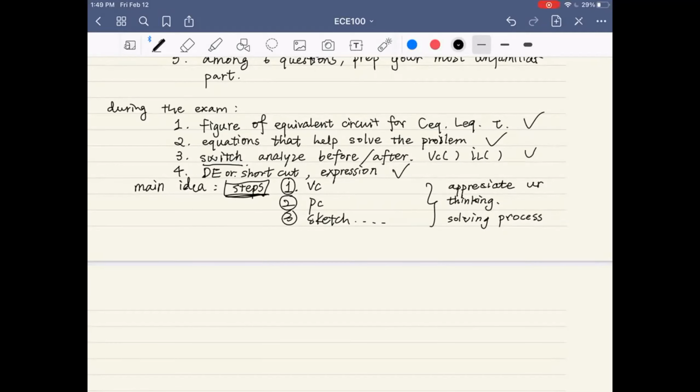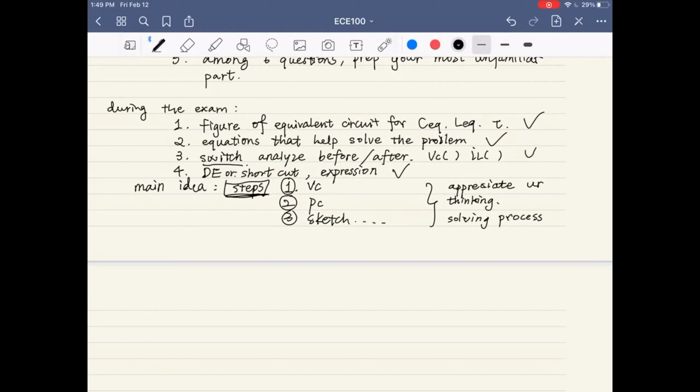But in the answer sheet, you don't need to write down the sentences I said before. You write down equations, you draw figures, you give some expressions, right? They all show your thinking about the problem. Okay.